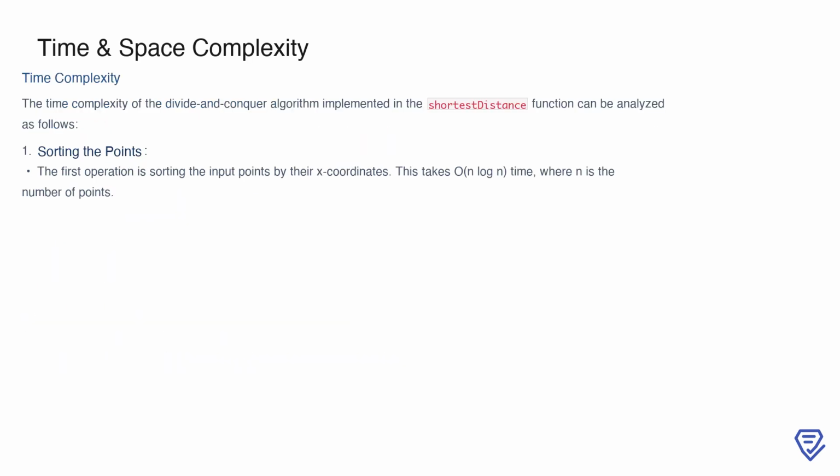To understand the time complexity of the shortest distance function, we first analyze the sorting step. Since the input points need to be sorted by their x-coordinates, this operation takes n log n time. This is because sorting algorithms like merge sort or quicksort, which are typically used for such tasks, have a time complexity of n log n in their average and worst case scenarios. Sorting is therefore the initial computational cost in our divide and conquer approach.